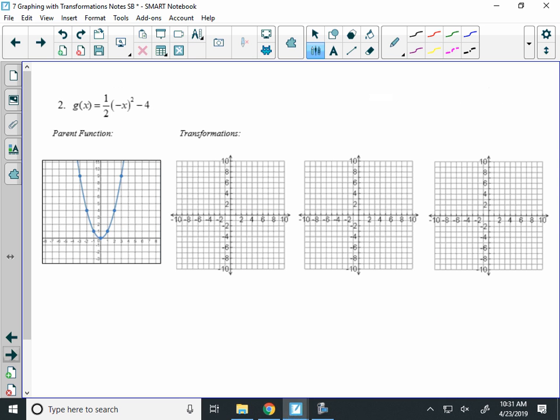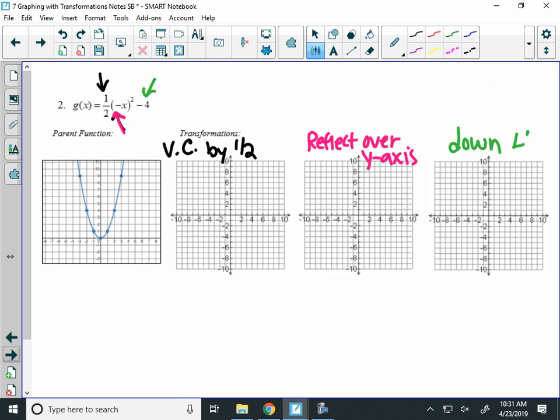The next graph, 1/2 times negative x squared minus 4. Well, I'm going to start with the 1/2 in front. The 1/2 in front is a vertical compression. I'm going to abbreviate by 1/2. The negative on the inside of the parentheses is a reflection over the y-axis when you're inside the parentheses. And then lastly, the minus 4 on the end means your graph is going to go down 4.